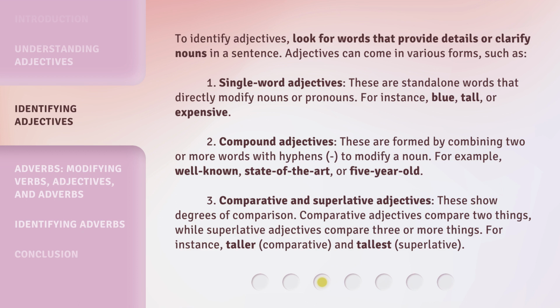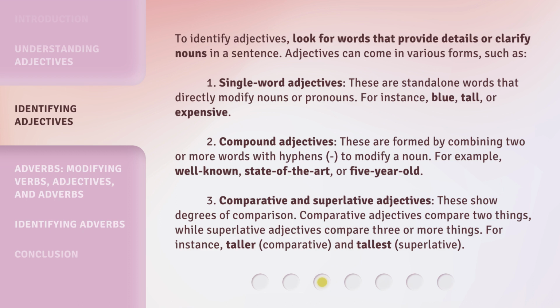Adjectives can come in various forms, such as: 1. Single-word adjectives. These are standalone words that directly modify nouns or pronouns. For instance, blue, tall, or expensive. 2. Compound adjectives. These are formed by combining two or more words with hyphens to modify a noun. For example, well-known, state-of-the-art, or 5-year-old.